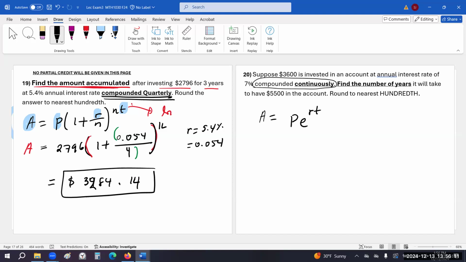Now in this part, they're asking to find the number of years, something on the power. If they're asking for something on the power, you definitely need to apply log. So we know eventually you're going to apply log, so let's substitute everything here. We invested $3,600. Interest rate 7%, so e to the 0.07. The amount: find the number of years it will take to become our money, 5,500. So we invested 3,600 and we want it to become 5,500.